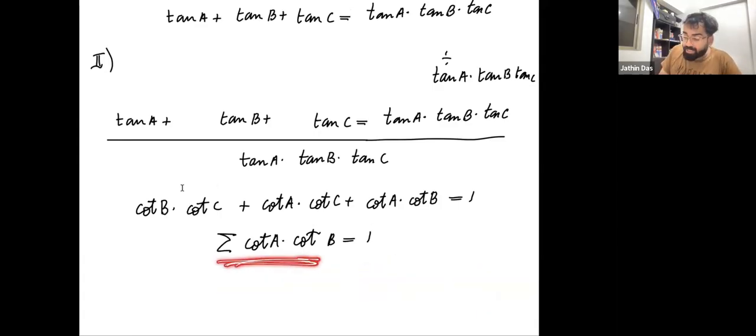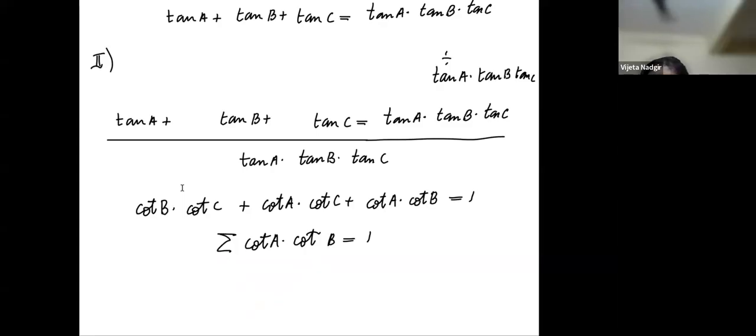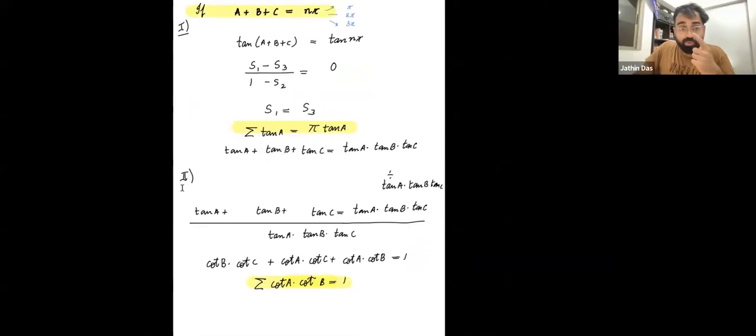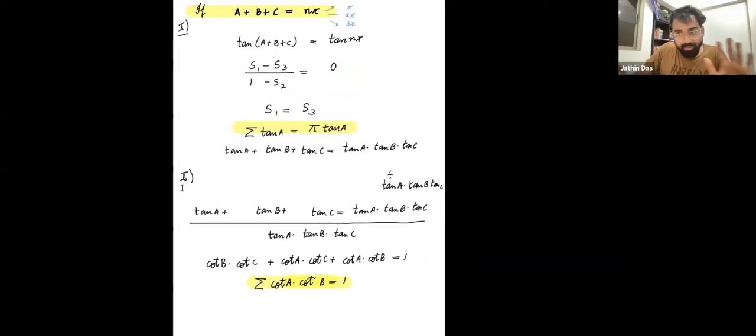Here, if you write sigma cot A cot B, or sigma cot B cot C, or sigma cot A cot C is 1, it means the same. We have to write sigma only. And we know only A, B and C are the angles. We know that beforehand. It's an expression. Understood? So that is S2 equals 1. It is S2 of cots equal to 1. Clear?